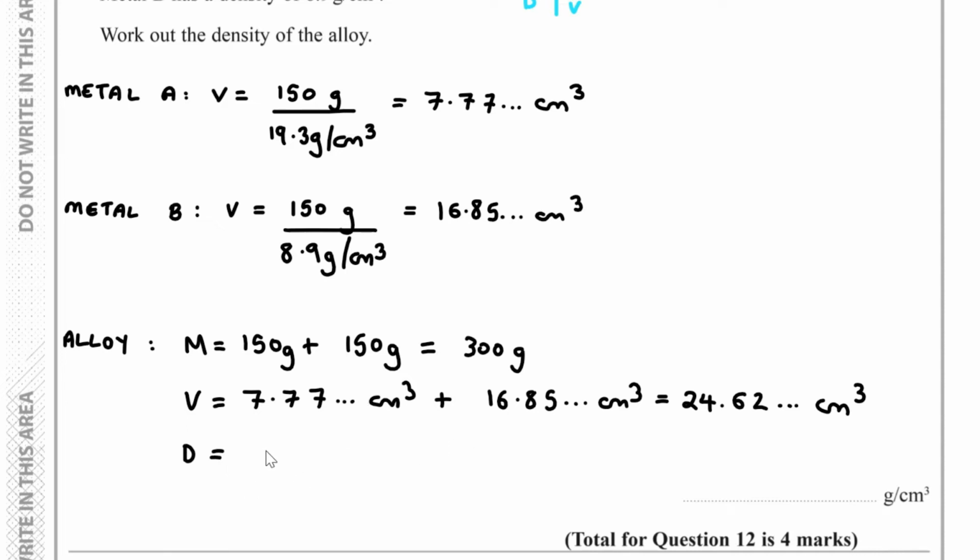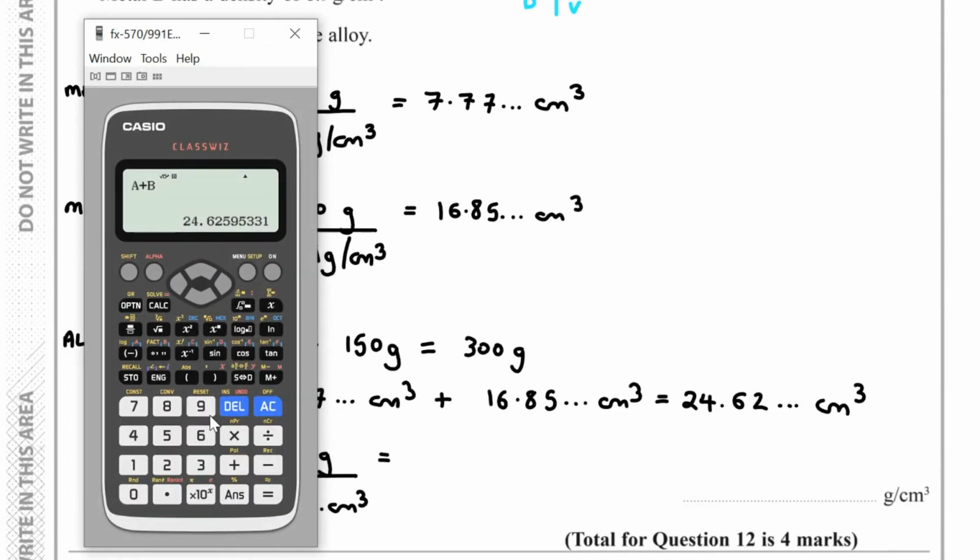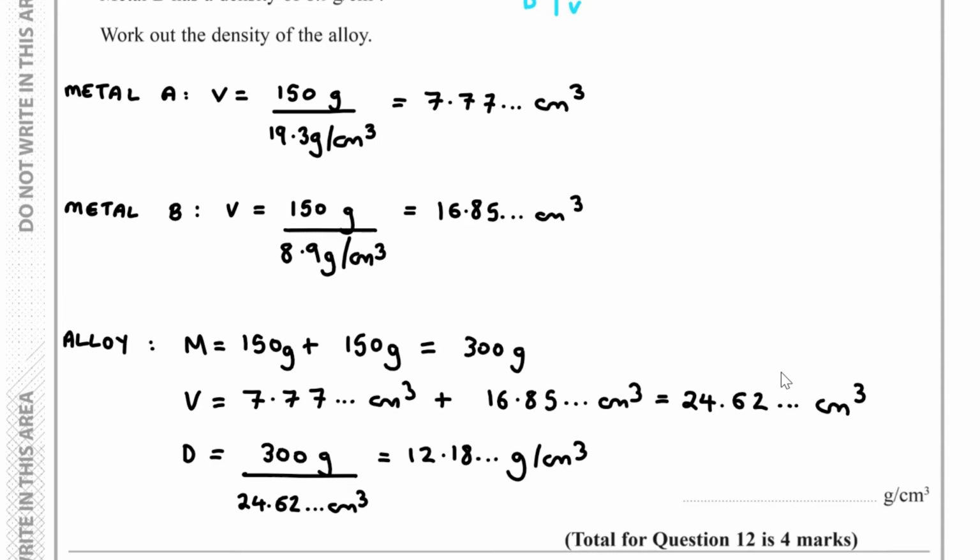So we've got the mass, which is 300 grams, over the volume, which is 24.62 etc. centimeters cubed. So if we work out the density, 300 divided by this is 12.18 etc. So we've got 12.18 etc. grams per centimeters cubed. Of course, to three significant figures, we've got 12.2 grams per centimeters cubed. So this is the density of the alloy.